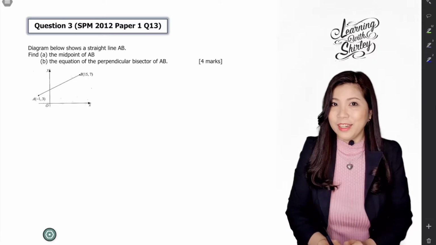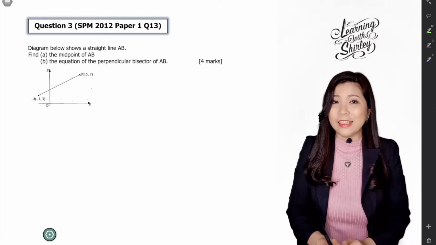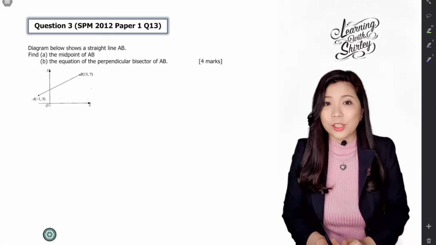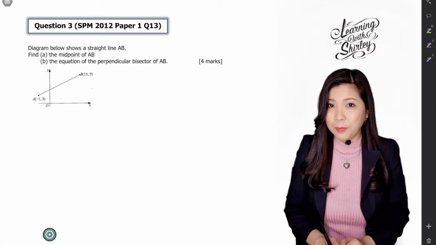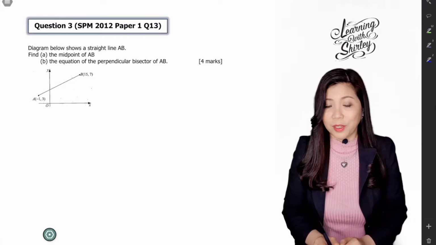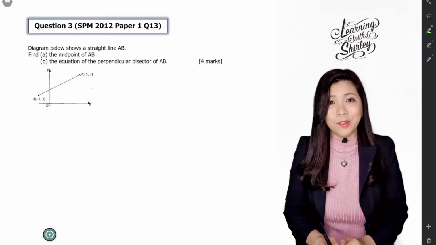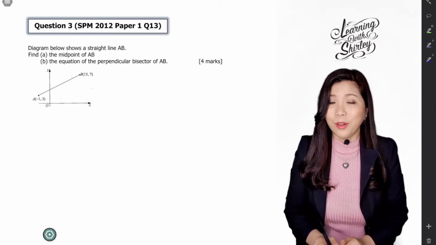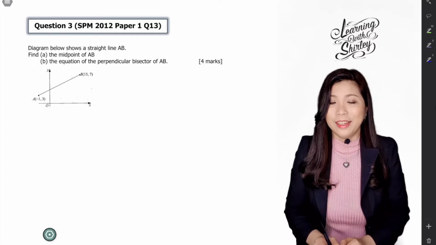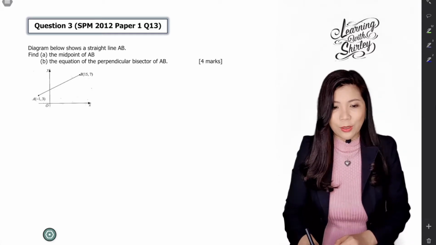Let's look at question number 3. This is SPM 2012, question 13. The diagram below shows a straight line AB. Find A, the midpoint of AB, and B, the equation of the perpendicular bisector of AB. So the first step is to find the midpoint. After that, for B, we have to use the m1 m2 equals negative 1 formula to find m2. So let's solve for A first.